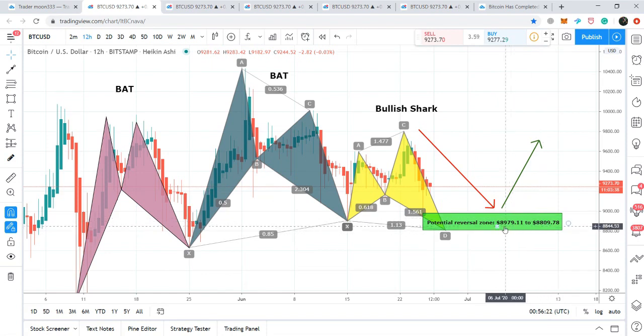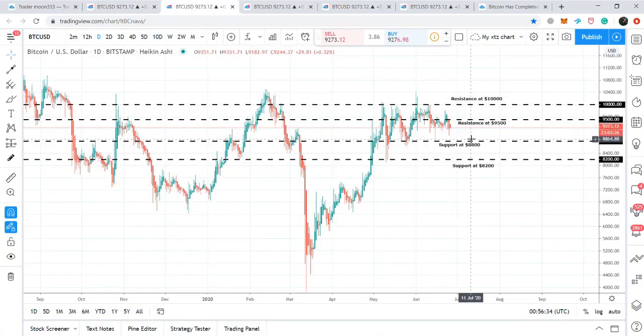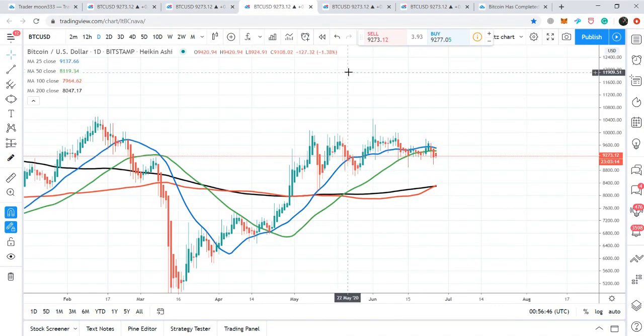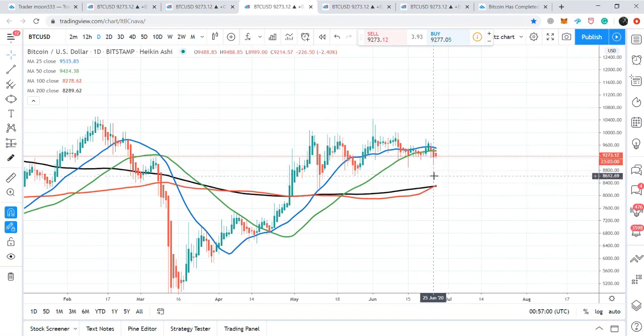This should be our stop loss, because once this potential reversal zone is broken down and the price action does not reverse from here, then the price action may move down to the next support, and that is $8,200. This can be a really very strong support if the price action moves down to this level, because if we see the simple moving averages, this black one is the 200 and this red one is the 100 simple moving average, then we have the support of both of these moving averages at the $8,200 level.